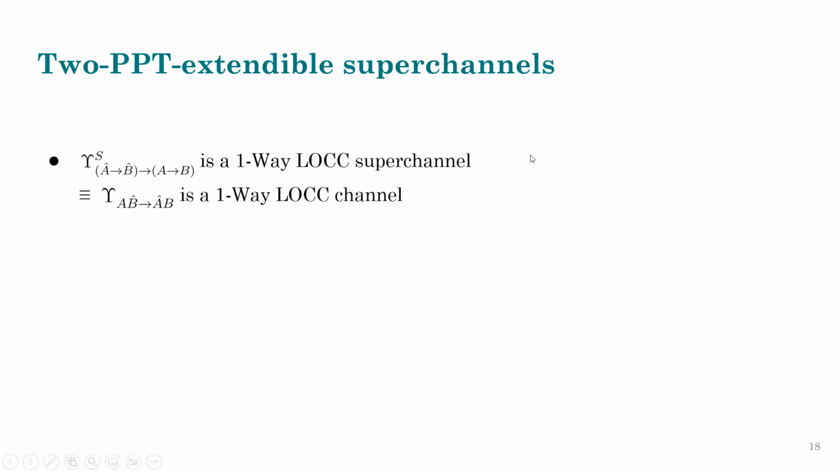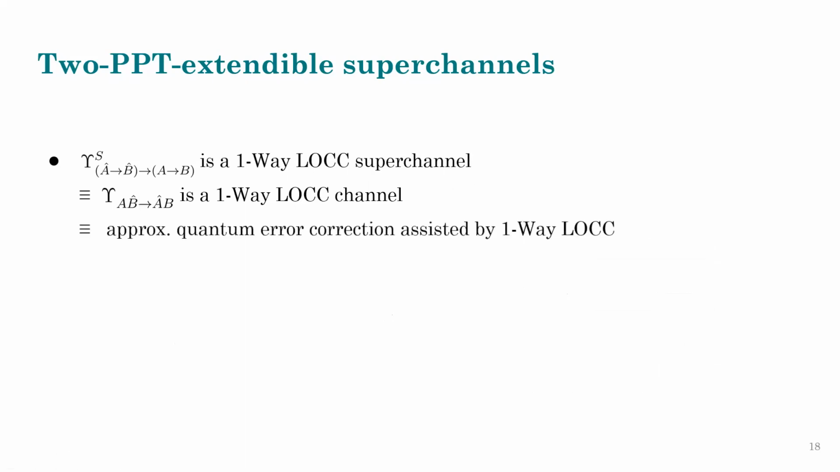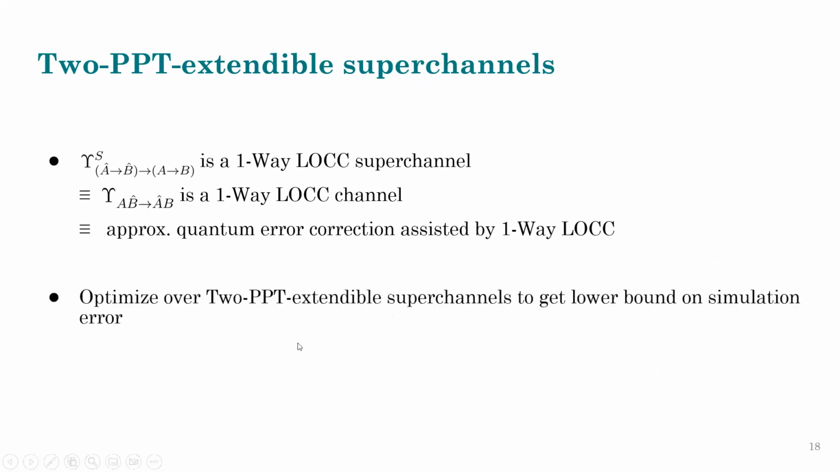So for two-PPT extendable channels, we know that if epsilon S is a one-way LOCC superchannel, that is what we're looking for, then the associated CPTP map is a one-way LOCC channel. And this is the same problem that we're looking for. So what we can do is optimize over two-PPT extendable superchannels to get lower bounds on simulation error. So just as the previous case, we are going to optimize over epsilon, and it translates exactly as the problem that we considered in approximate teleportation.